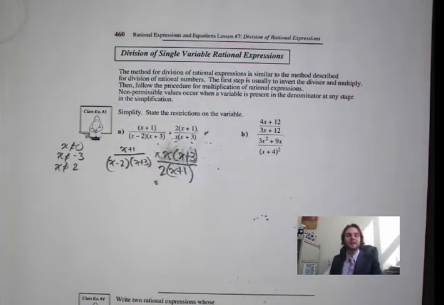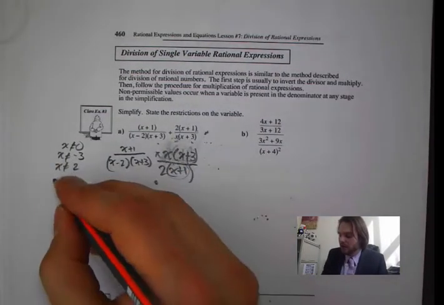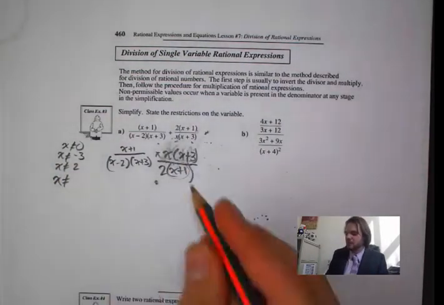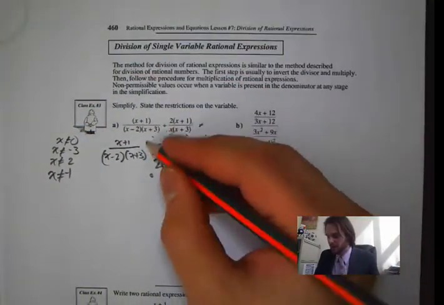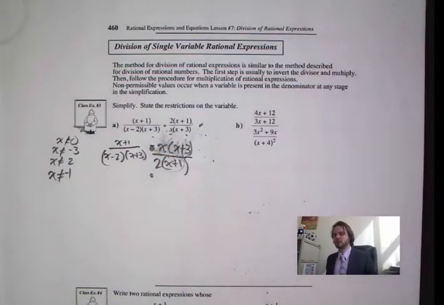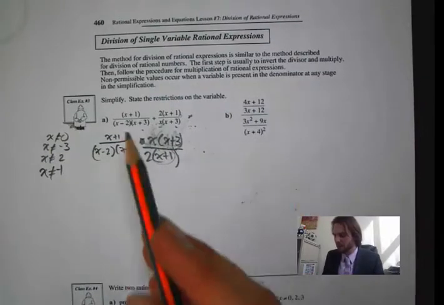Now, looking at this, I have one more restriction, x plus 1. So x can also not equal negative 1, because that can't be 0. Okay, now this is multiplying. Can we do this? I'm just going to put that dot so we know it's multiplying. Now, it's multiplying. So let's start canceling off, like what we did before.